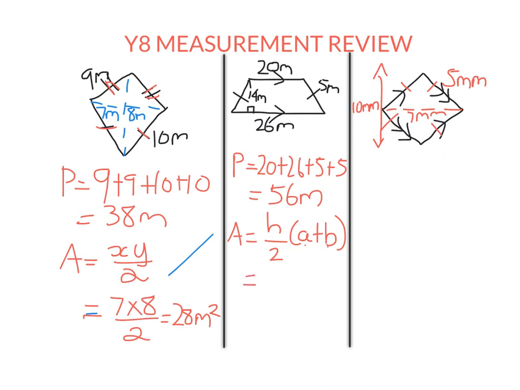So for the trapezium above, its area will be 4 over 2 times the sum of the two parallel sides, and that of course gives us 92 meters squared.